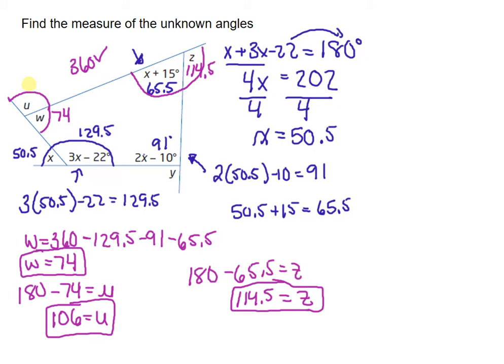Oh, let's label U, 106. 106 degrees. Should put degrees on all of these. And our last one, our Y, so 180 minus 91 degrees, and we should get 89. 89 degrees. Beautiful. So start with what you know. Start with what you're given.